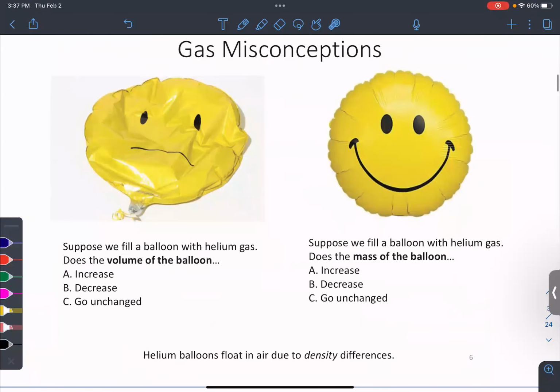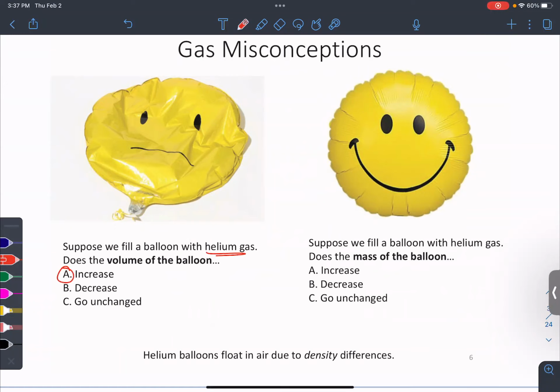Okay, let's think about a misconception. All right, think about blowing up a balloon. How does the volume change when we blow up a balloon? Goes up. Yeah, good. We're filling it up with helium gas, so yes, the volume goes up.